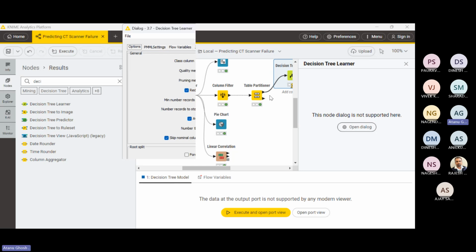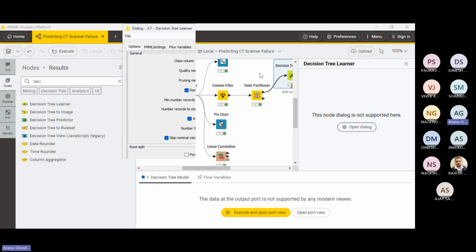First of all, what is the class which we are going to predict? It is machine status, right? As you can see, it is giving me all the other categorical values, but we are going to predict machine status. Now there is something called quality measure.